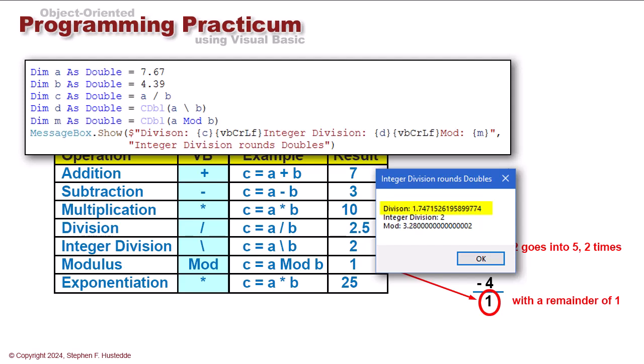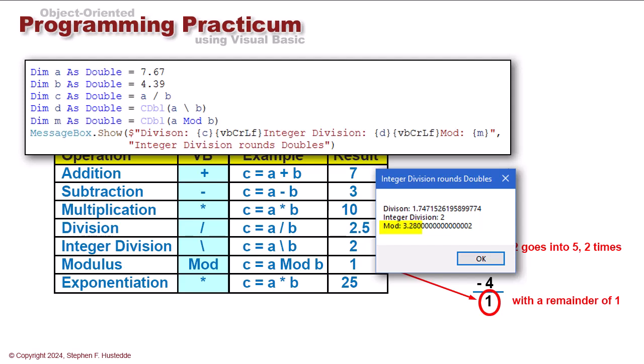But let's look at the results in the message box that comes up here. So division, I get 1.747 something. That is a floating point division. But look at what happens for my integer division using those double values. 4.39 does not go twice into 7.67. If I doubled 4.39, it's going to be 8.78. But I get a 2. And the reason I get a 2 is it rounds both of my double operands before it does the integer division. So in this case, A is rounded up to 8, and B is rounded down to 4, and 4 goes into 8 twice with no remainder.